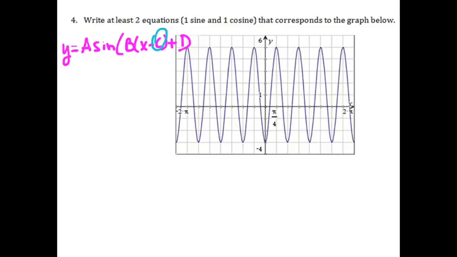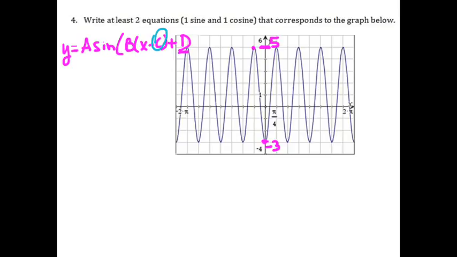I like to start on these graphs by identifying the midline, because if I know where the midline is, that helps me figure out amplitude, and the midline gives me my d value. So if I look here in the graph, my high points are up here at 5, and the low points are at -3. So 5 minus -3 is 8, and if I divide 8 in half, I get 4. So that means my midline is going to be 4 away from each of these values.